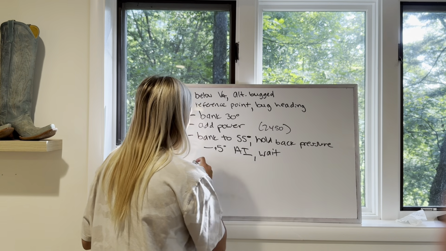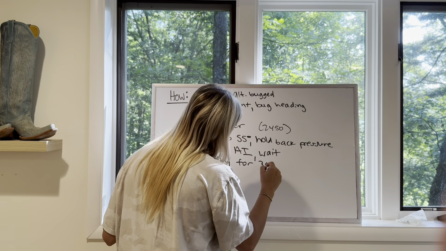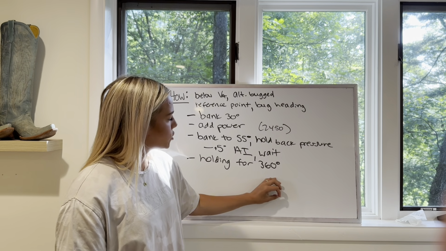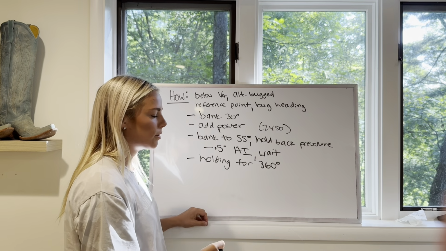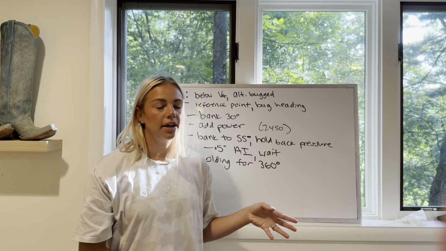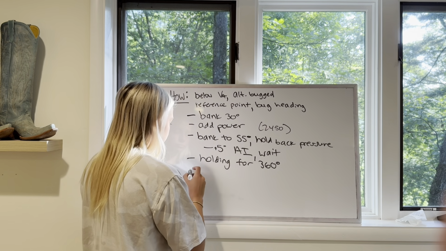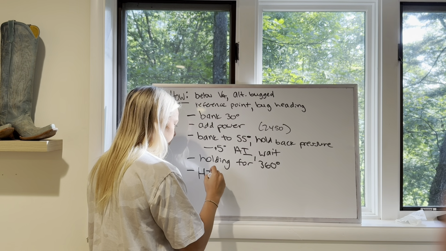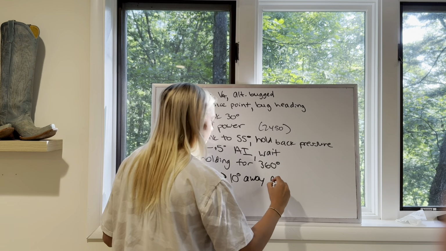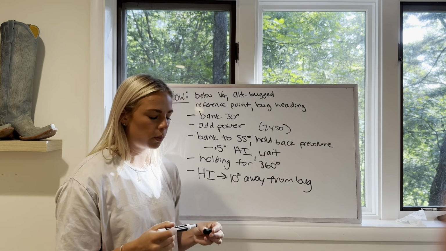So yeah, now we're just holding for 360 degrees. And while we're doing this 360-degree turn, always looking outside, cross-checking with your instruments. And then when we see our reference point coming up outside, we should look back in the cockpit and look at our heading indicator. When it's 10 degrees away from our heading bug is when we're gonna roll our wings level.